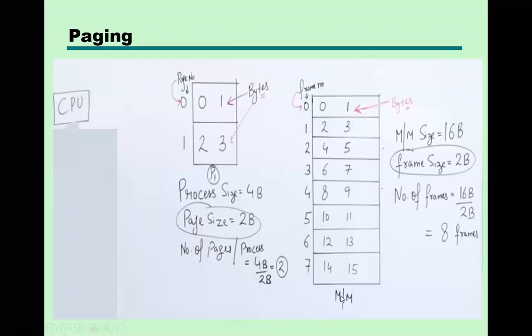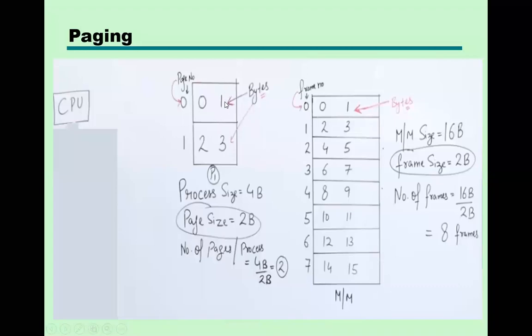So here is your main memory, as we have seen in virtual memory, there is RAM. To understand this paging concept, as per the definition, we are considering this process. The process size is 4 byte. And what is paging? A process is divided into equal sizes. So this 4 byte process we divide into equal-size pages.